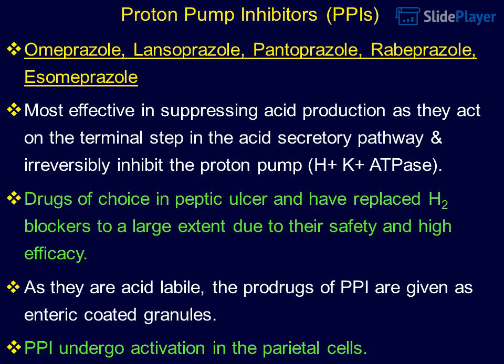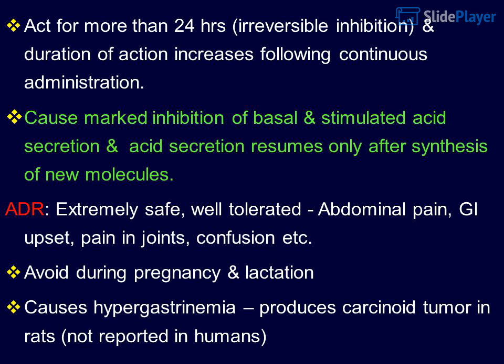Drugs of choice in peptic ulcer and have replaced H2 blockers to a large extent due to their safety and high efficacy. As they are acid-labile, the prodrugs of PPI are given as enteric-coated granules. PPI undergo activation in the parietal cells. Avoid during pregnancy and lactation. Act for more than 24 hours. Irreversible inhibition, and duration of action increases following continuous administration.